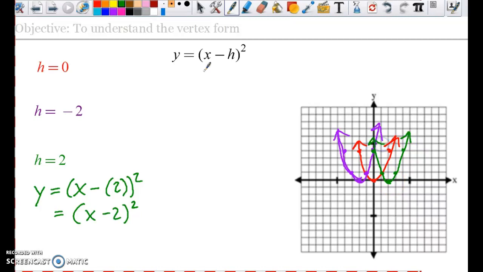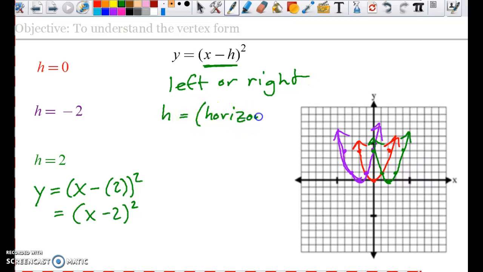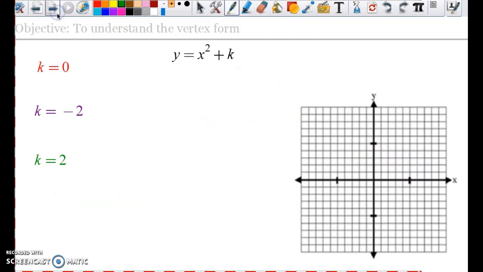So this h value, if I have something in parentheses before I square it, is going to move the parabola left or right. And so the h value, h is for horizontal. I'm going to move horizontally left or right. What about this k value? We already know from the last chapter what this k value is. It's the constant at the end.